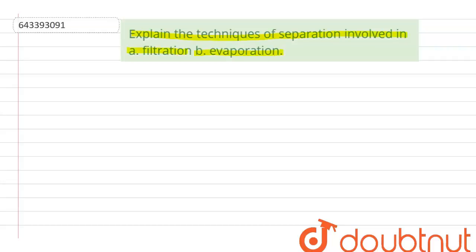The question given here is, explain the techniques of separation involved in A. Filtration, B. Evaporation. So we'll explain the separation techniques. First is filtration.